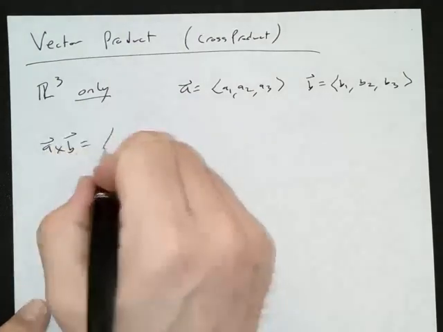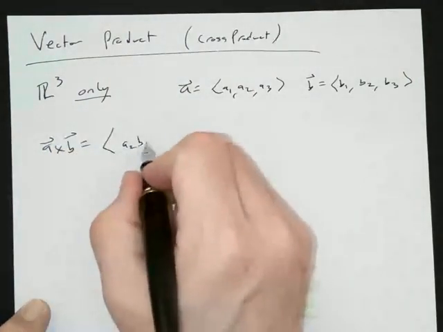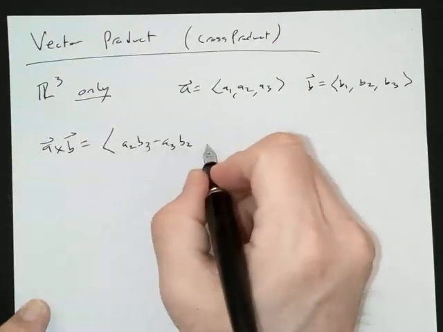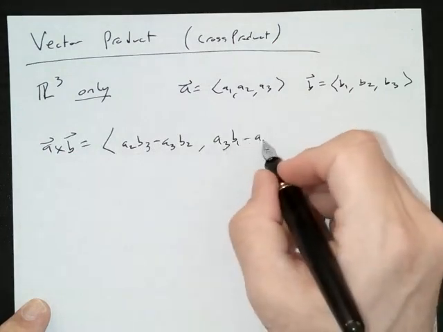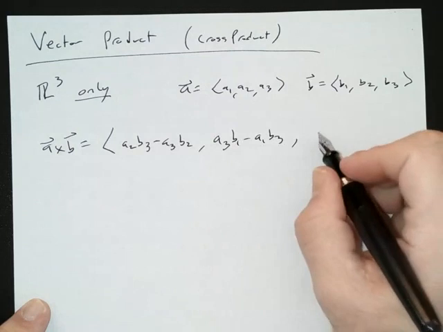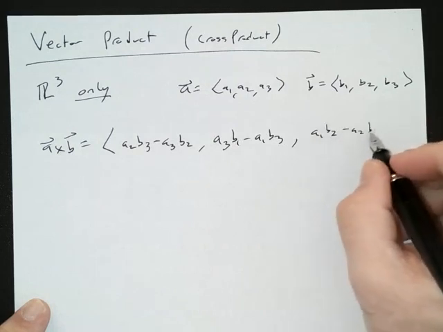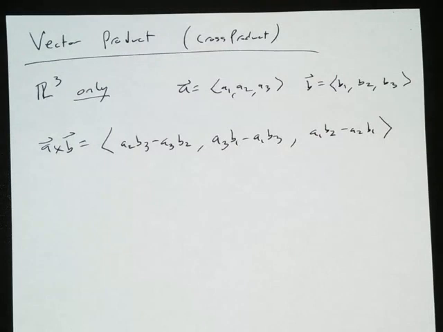A cross B has as its 3 components A2B3 minus A3B2, then A3B1 minus A1B3, and then A1B2 minus A2B1. This is disgusting. And the reason I don't want you to write this formula down is because there's a better way to remember it. But that method requires me to take a short diversion in a piece of linear algebra called a determinant.